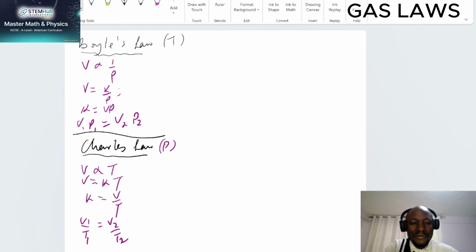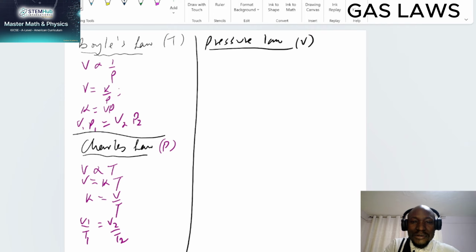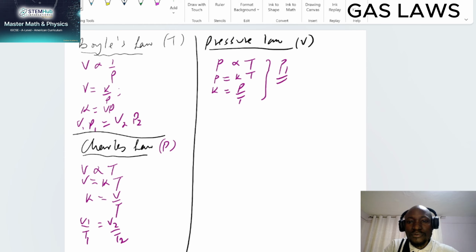Let's go to what we call now the pressure law. In pressure law, we maintain volume. We discovered that pressure was directly proportional to temperature. We talk of absolute temperature. Therefore, if we introduce the constant K, we can get P over T. For a compared medium, we shall have P1 over T1 is equal to P2 over T2.